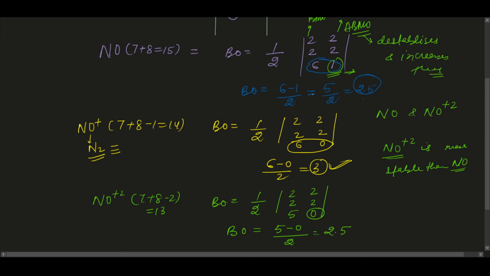By this trick you can find the bond order, and as we know, bond order is directly proportional to bond energy, and bond energy is directly proportional to bond stability, and inversely proportional to what? Bond length. So you can find everything that you want by this trick.